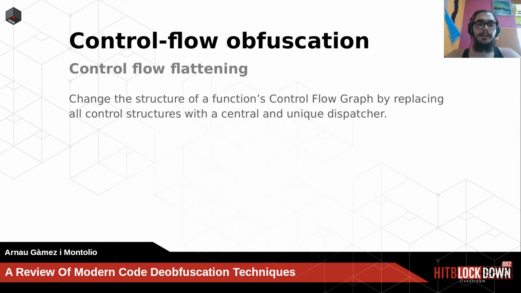Another usual technique for control flow obfuscation would be control flow flattening, in which we basically change the structure of the function's control flow graph, and we replace all the control structures with a central and unique dispatcher. You have to think of a massive switch statement.